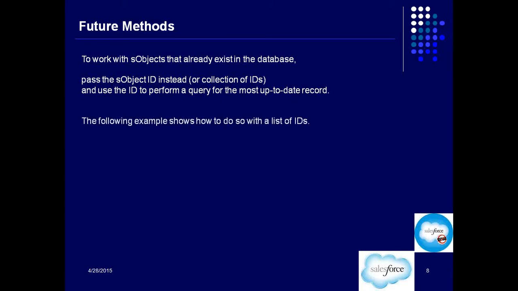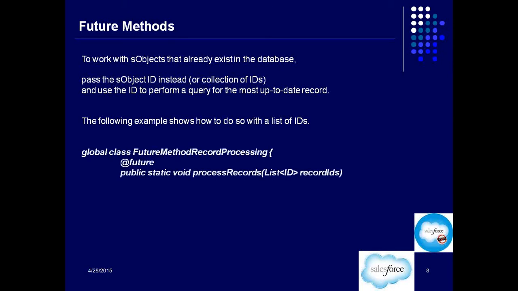So just see that the following examples show how to do so with a list of IDs. Pretty simple. Let's say this is the class and there is an add future method. For that method's parameter, instead of defining the parameter as any sObject, I have defined it as a list of IDs. ID is a primitive data type, right? I call it recordIDs.